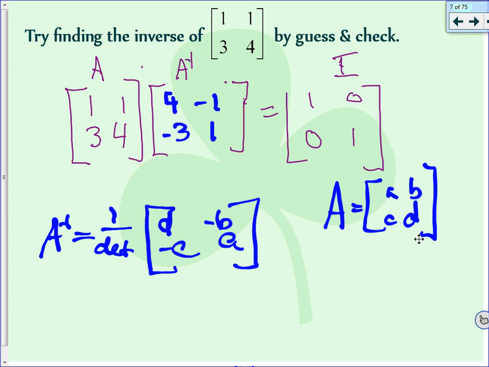So here, we have 4 minus 3 gives us the 1, -1 plus 1 gives us the 0, 12 plus -12 gives us the 0, -3 plus 4 gives us the 1. So that is the inverse.